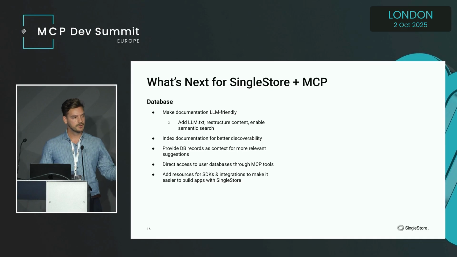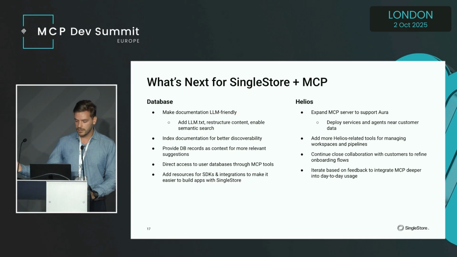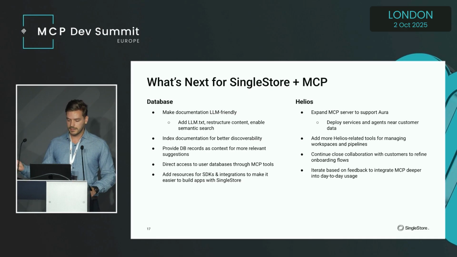I've shown you we only have Drizzle for now, but we also have Python SDK, TypeScript SDK, and other development tools. We would like to have resources for those as well. And on the Helios side, expand the MCP server not only for what you've seen, which is basically database management, but also we just yesterday launched Aura, our AI cloud services. So we would like to have support for that as well.